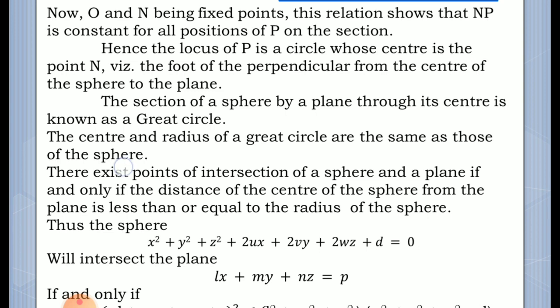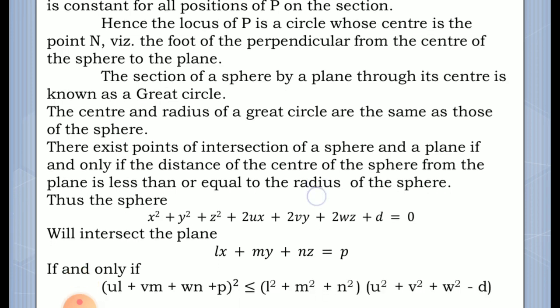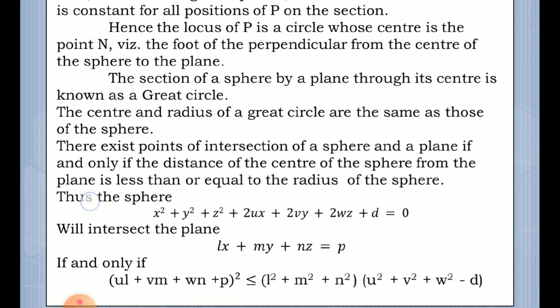Now, if we take the section of a sphere by a plane through the center, then such a section is again a circle, and this circle is called a great circle. You have to remember the definition of great circle. The section of a sphere by a plane through its center is known as a great circle. The center and radius of great circles are the same as that of the center and radius of the sphere.